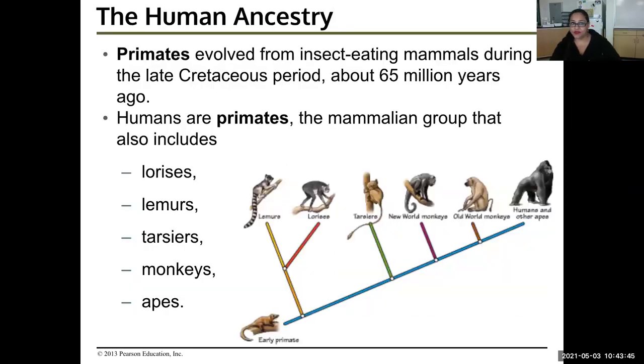The human ancestry. Primates evolved from insect-eating mammals during the late Cretaceous period, about 65 million years ago. Humans are primates, which is the mammalian group that also includes lorises, lemurs, tarsiers, monkeys, and apes. And that is our branch of the evolutionary tree. There are many other branches, but if you showed all of the branches at the same time, you couldn't distinguish any of them from the others.